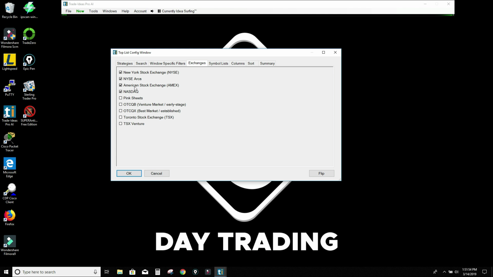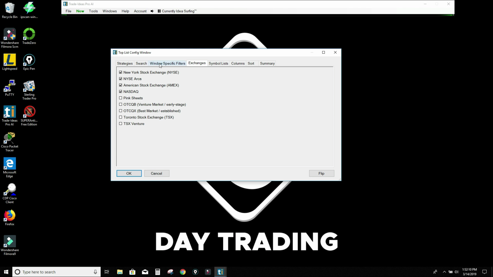You don't want to be trading pink sheets, you don't want to be trading OTC stocks. Those don't really make good moves. All the ones that are going to make good moves and provide that liquidity are going to be these 4 right here. So make sure those are checked.